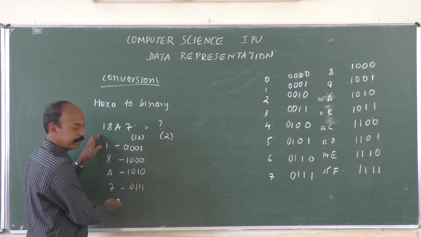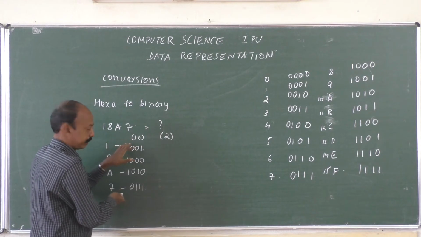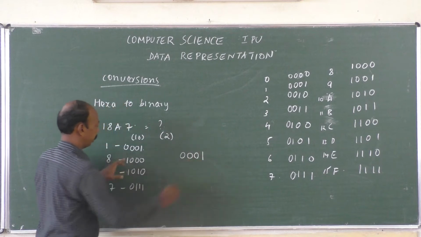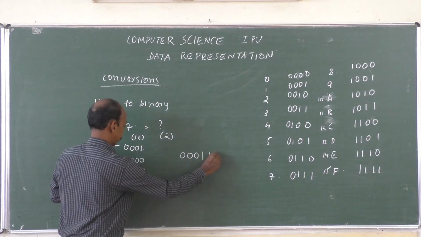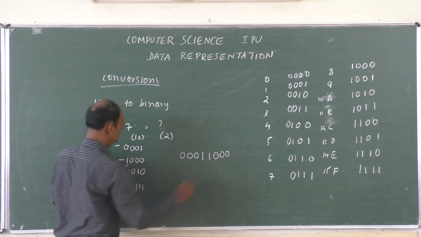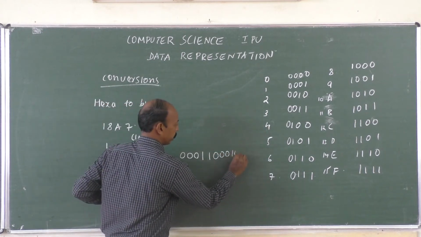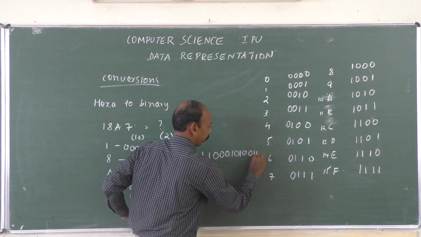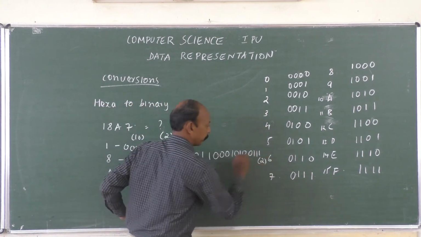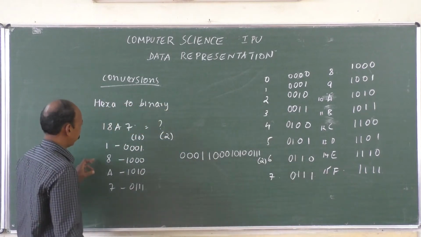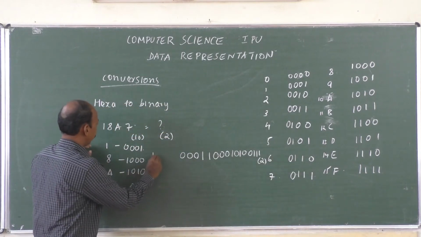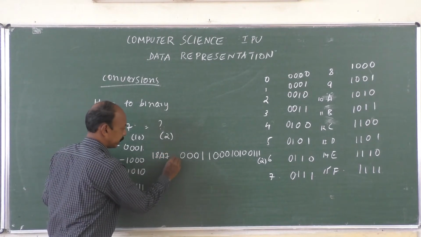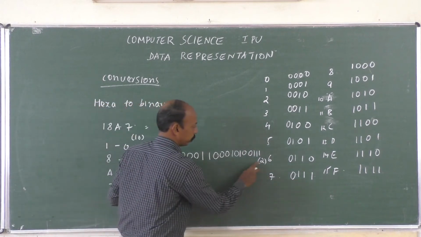So combine it together, just see the sequence of bits, so it becomes 0001, then comes 1000, then 1010, then 0111 to the base 2. That's why what we can say is 18A7 to the base 16 is equal to this value to the base 2.